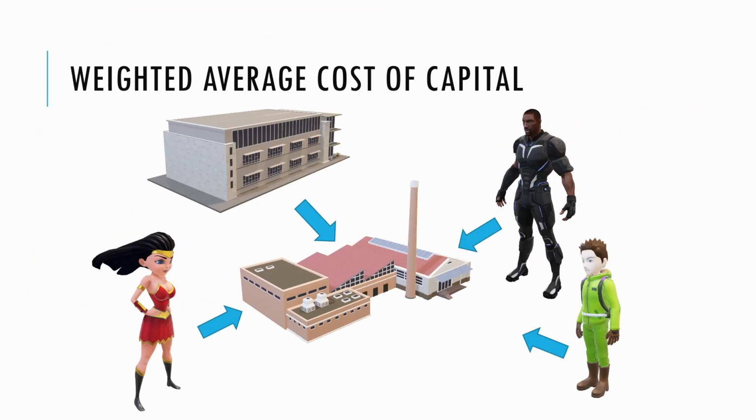Okay, so now let us come to the discussion of weighted average cost of capital. Please check this illustration. Suppose this is the business. The central drawing is the business, and there are three investors: investor A, investor B, and investor F. Why F? I don't know, this should be C or something like that.